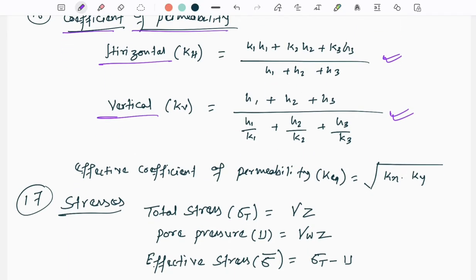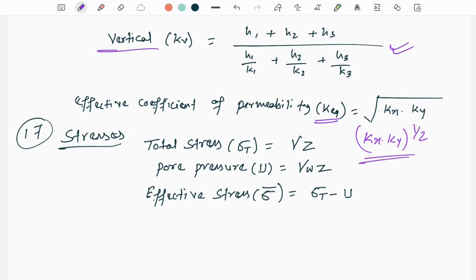Next one is the effective coefficient of permeability, K equivalent. It is the root of Kx Ky, or Kx into Ky raised to 1 by 2. This is the equivalent coefficient of permeability. A numerical question is also asked on this relationship.